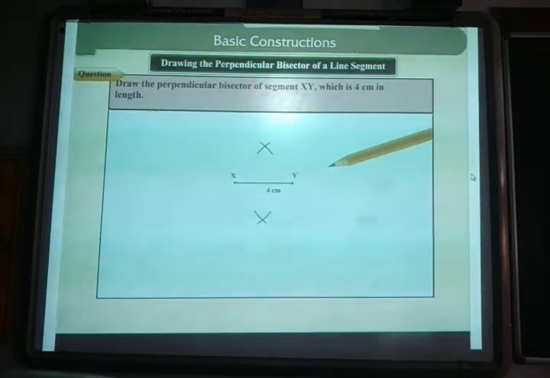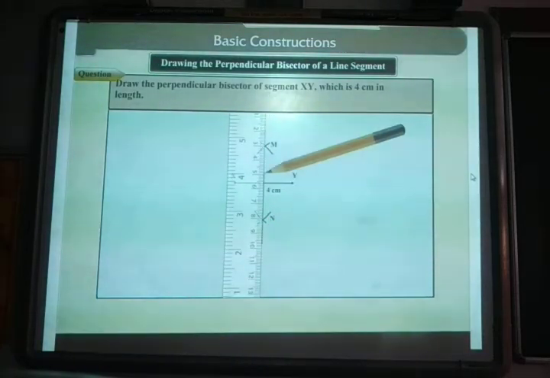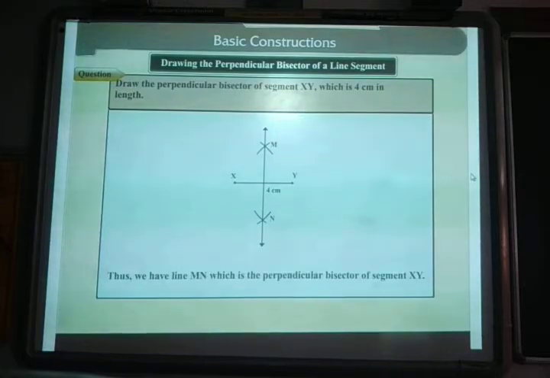Name the two intersection points as M and N. Draw line MN. Thus, we have line MN, which is the perpendicular bisector of segment XY.